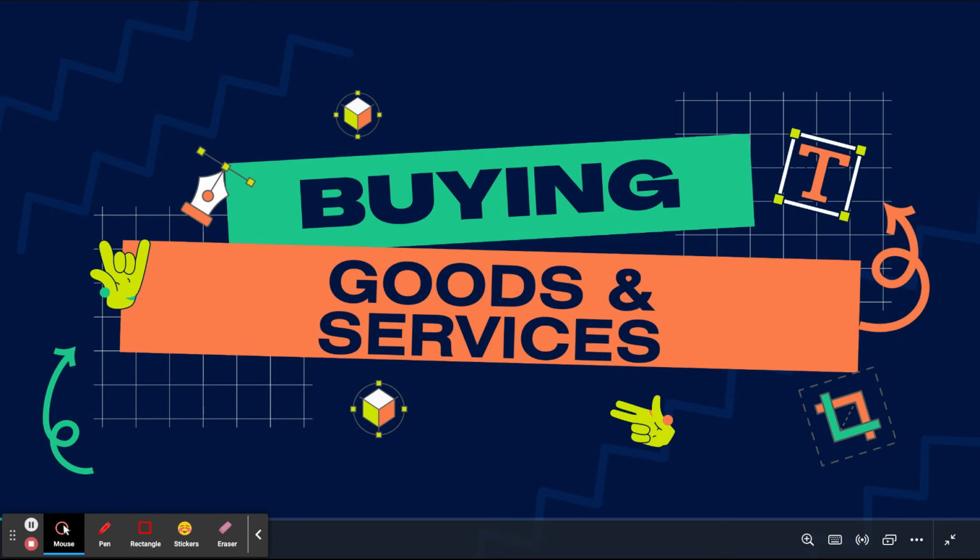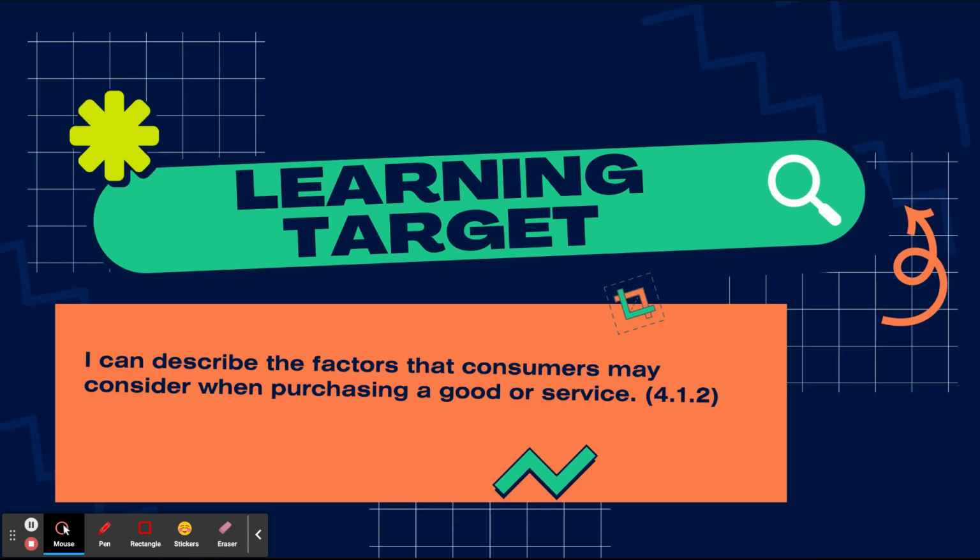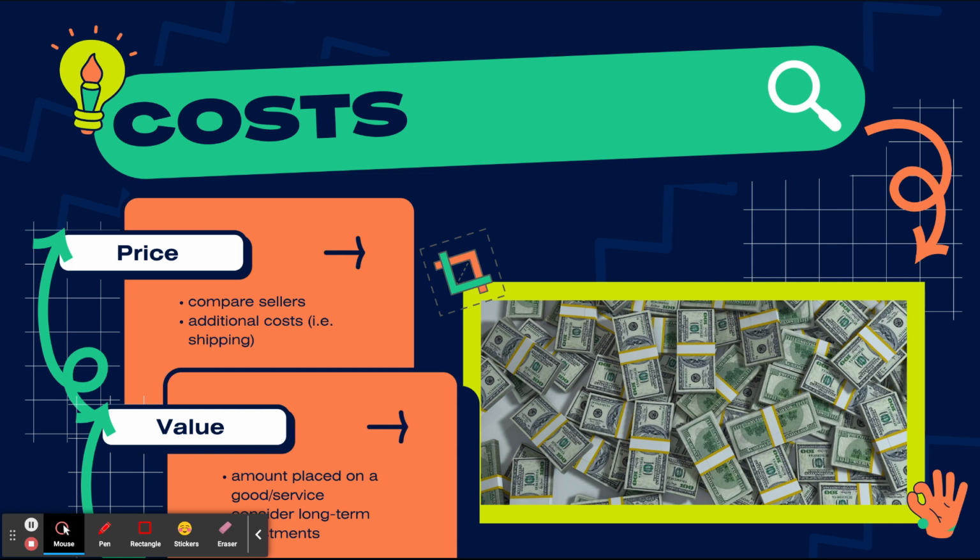Hi everyone. Today's mini lesson is going to focus on how consumers, or people that buy things, are choosing which goods or services to purchase. The learning target for this lesson is: I can describe the factors that consumers may consider when purchasing a good or service. So, first of all, we're going to talk about cost.